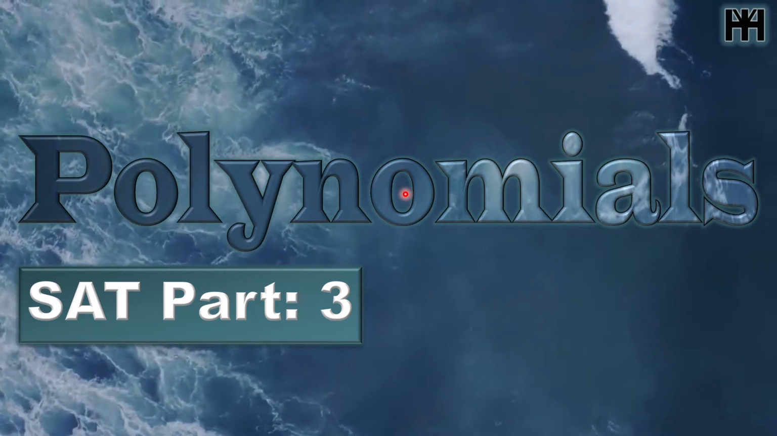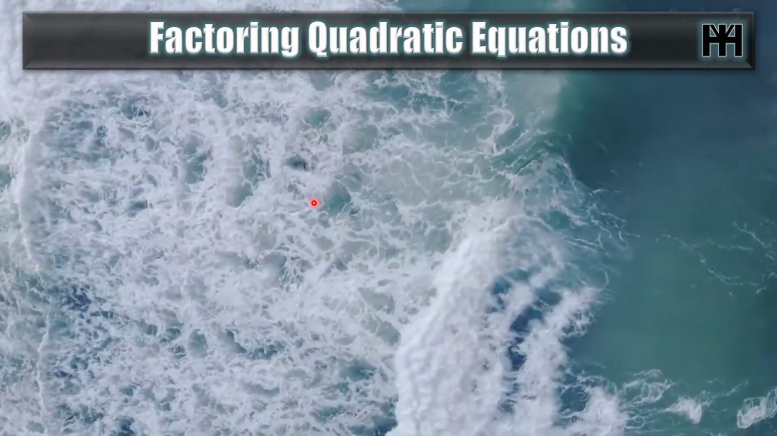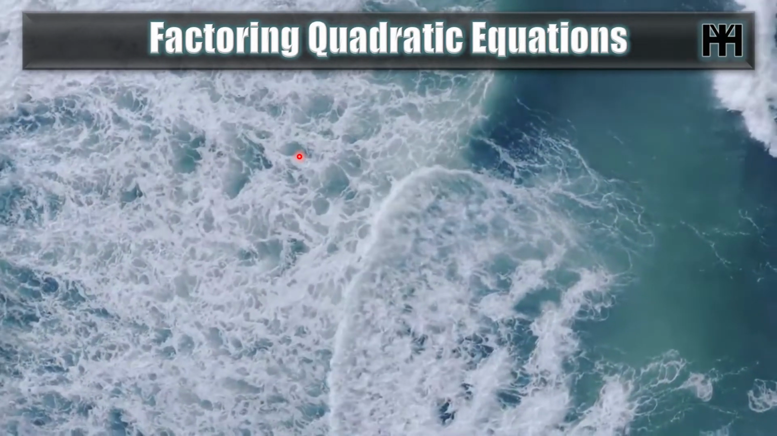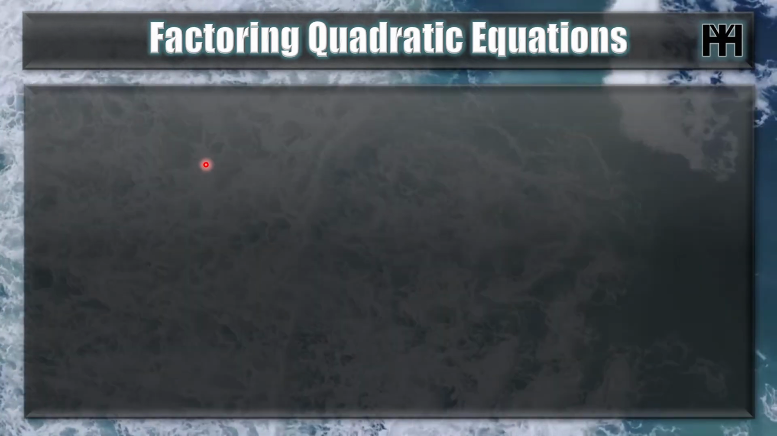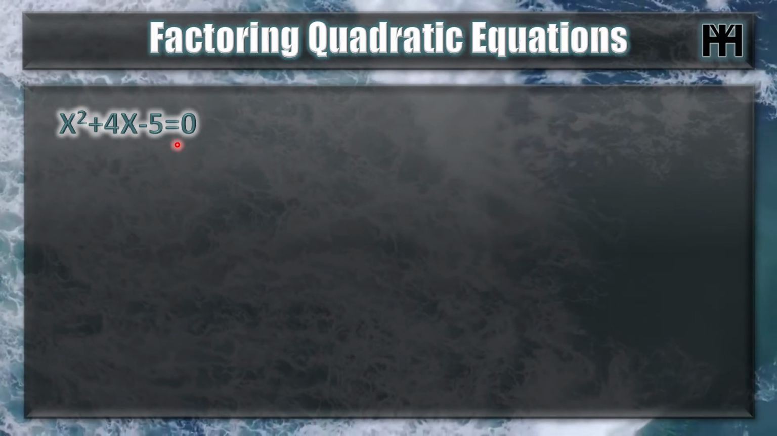Polynomials SAT Part 3. Factoring quadratic equations. Let's say we have x squared plus 4x minus 5 equals 0.